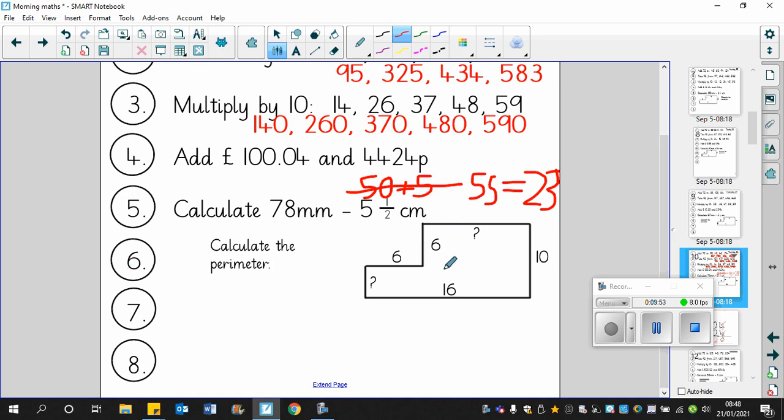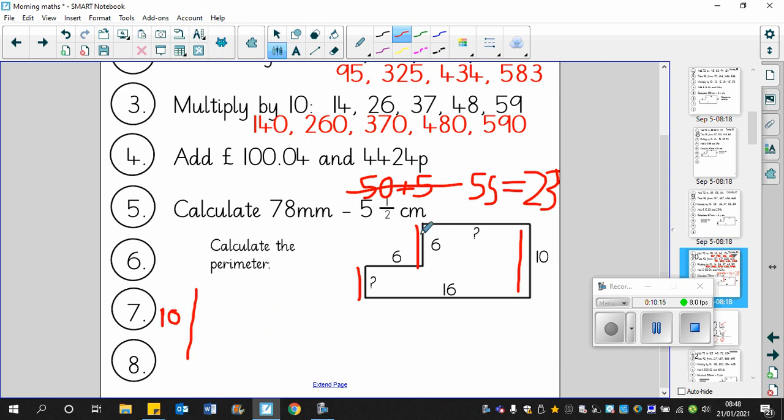Question number 6. Calculate the perimeter. Let's start with verticals first. So, question mark, we don't know this. This is vertical, and this is vertical. So therefore the diagram is going to look like this. And this time I'm going to put 10 on this side just to show you that it doesn't really matter whether it goes on the left or the right.